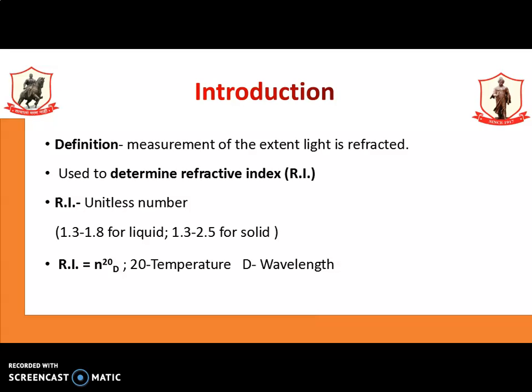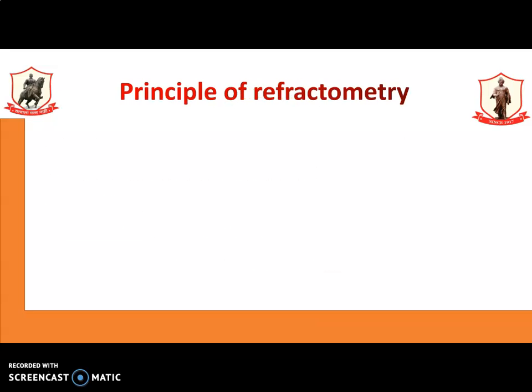It's a unitless number. For liquids, its range is between 1.3 to 1.8. For solids, its range is between 1.3 to 2.5. Refractive index is written as eta with 20 in the superscript and D in the subscript. 20 represents the temperature at which refractive index is calculated and D is the wavelength of light.